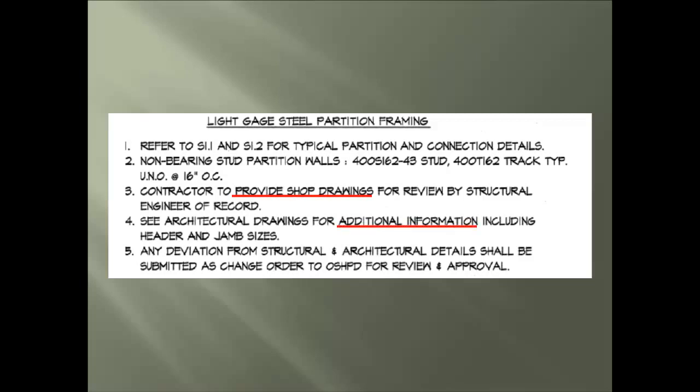For additional information on headers and jamb steel sizes, you would need to move into the architectural drawings. And we see how any deviation with material alteration from these approved drawings needs to be submitted as a change order and approved so work will be in compliance.